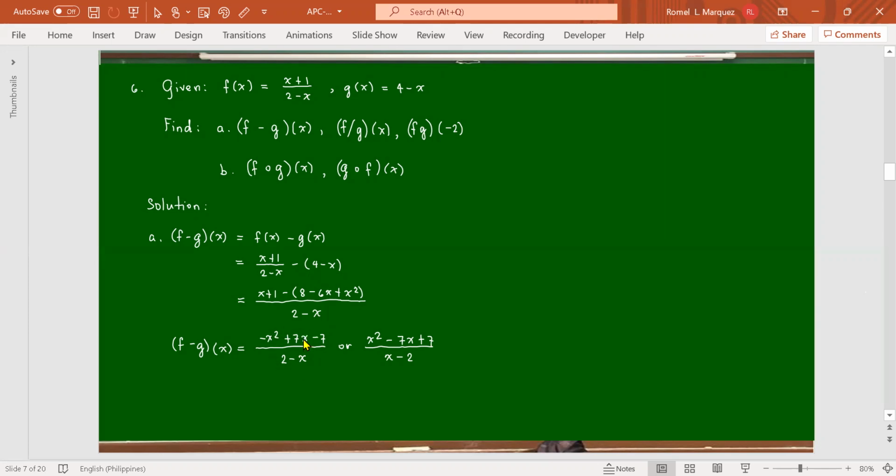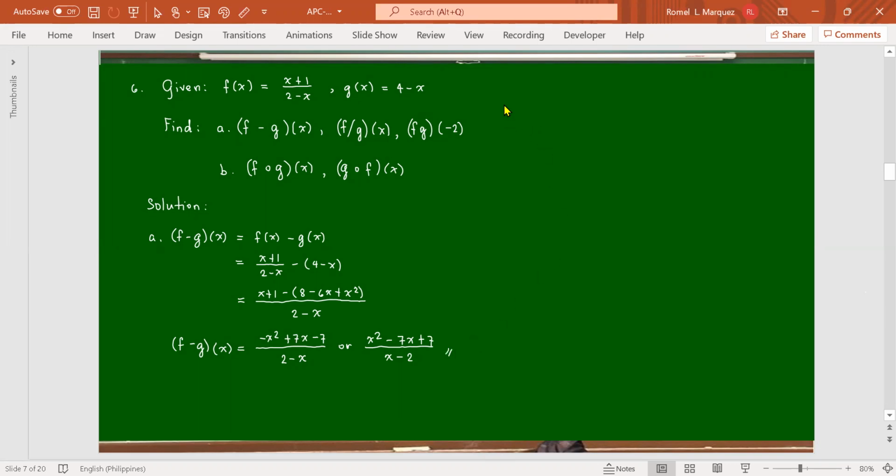Then I multiply both the numerator and denominator by negative so that I will start with positive. Multiply by negative, positive, negative, positive. Multiply by negative, positive x na. Then negative 2. Am I right? You can have this one if you want, or this one. Any of the two. Okay?